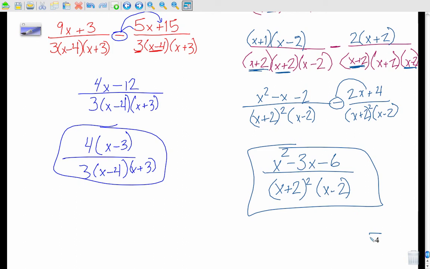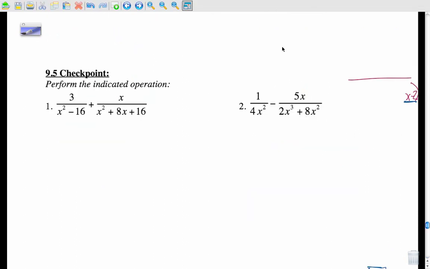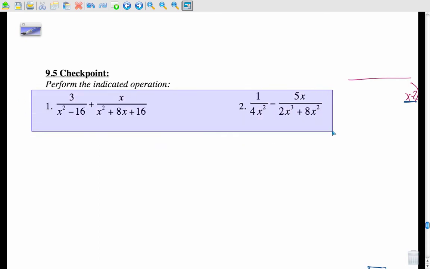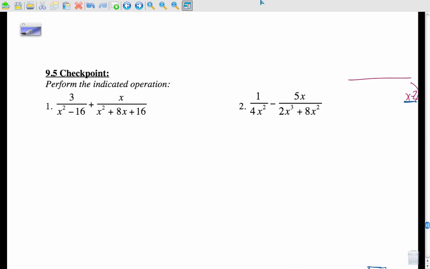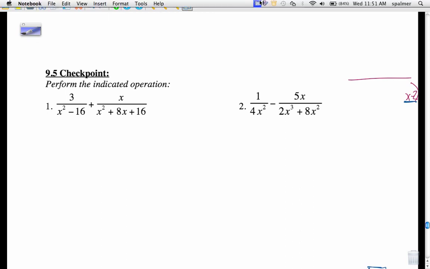Okay, what I want you to do now is I'm going to put the answers to the checkpoint online. The checkpoint on page 4. Now, I covered them up to give myself some more room to write, but I want you to try the checkpoint on page 4 on your own. It will look like this. It's these two problems right here. I will put the answers online. Good luck.